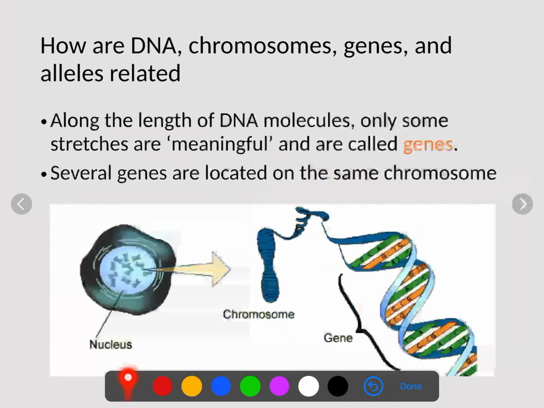Now, along the length of DNA, only some stretches are meaningful. In other words, most of our DNA doesn't actually code for anything. But there are meaningful pieces, and we call those genes. Again, we have several genes on a chromosome, and that segment of DNA called the gene is what allows our traits to be expressed. So for example, here we can have a gene here, a gene here, a gene here, a gene here. There could be thousands of genes on just this one chromosome that code for a particular thing.